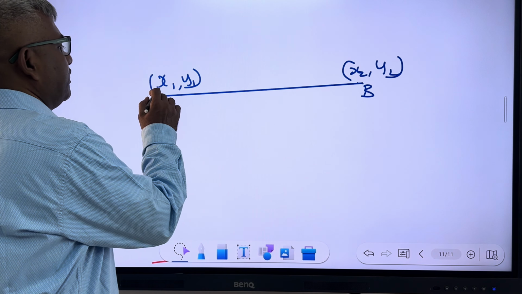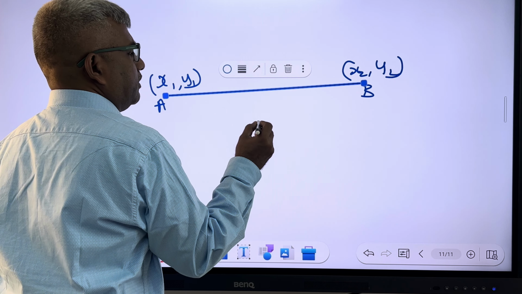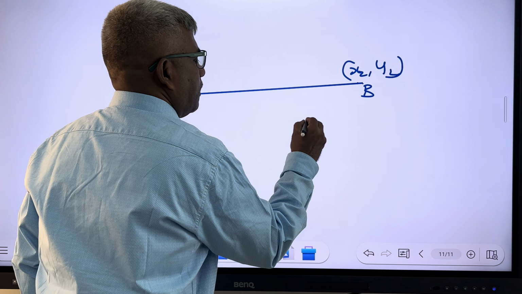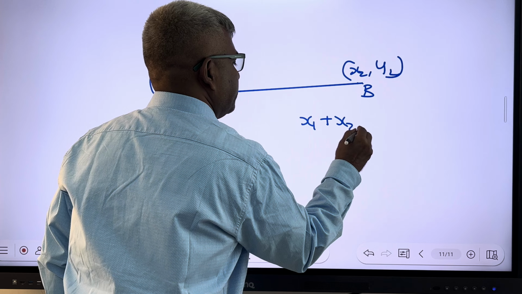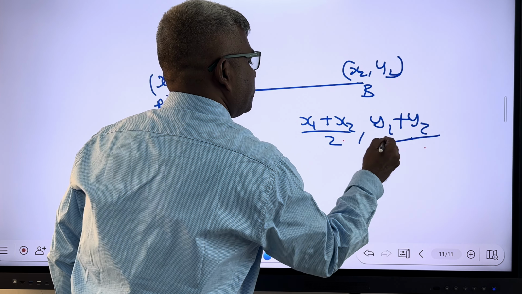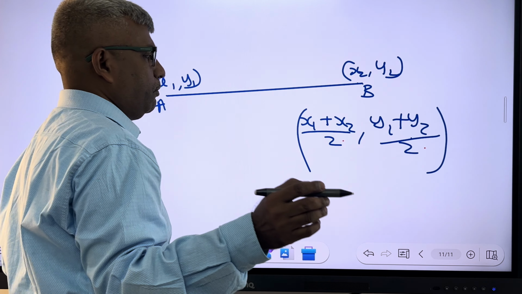Okay, first x1, y1, x2, y2. How to find the midpoint? Midpoint is x1 plus x2 divided by 2, comma y1 plus y2 divided by 2. Okay, midpoint formula most of them know.